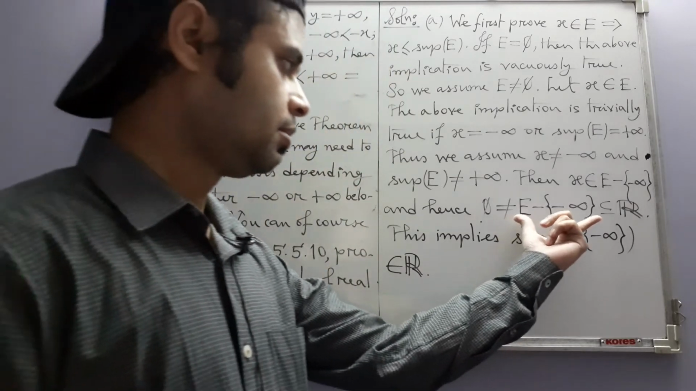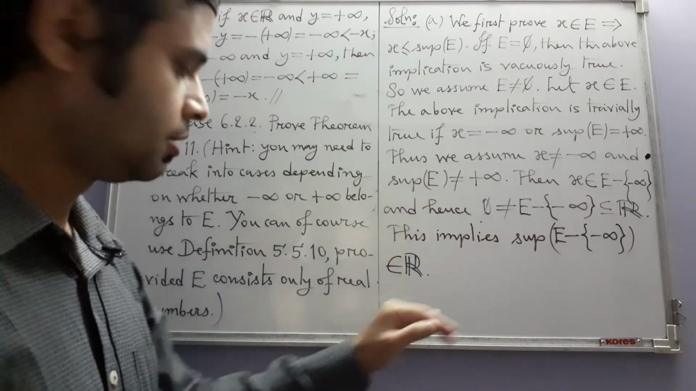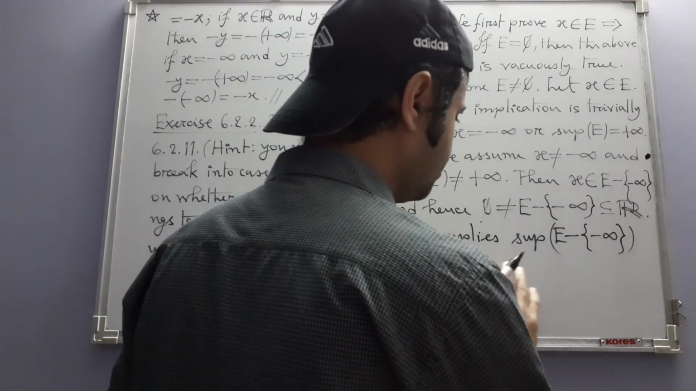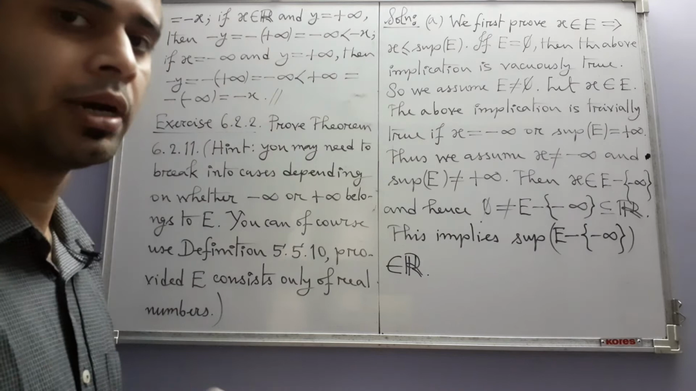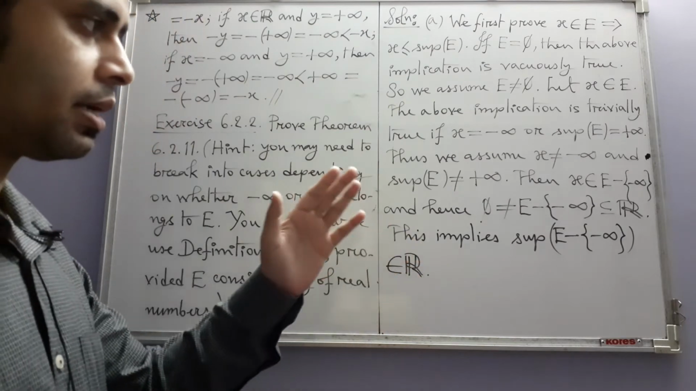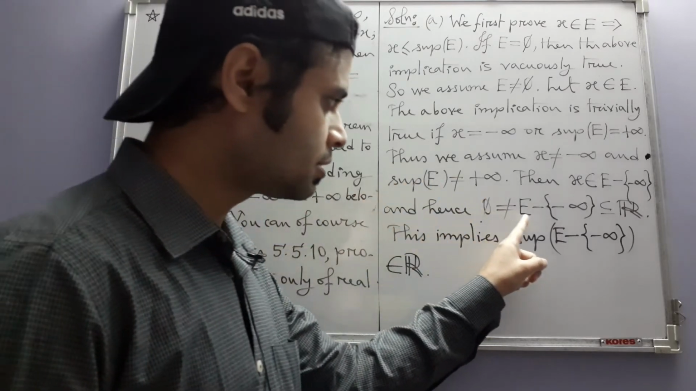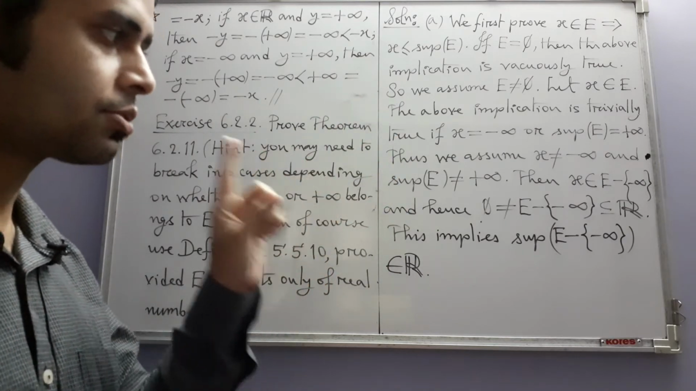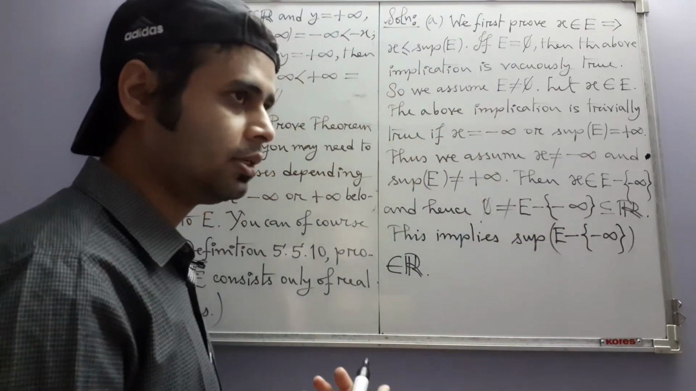Note that since this is a subset of R, the old definition of supremum applies to it, which is definition 5510. According to the old definition, because this set is non-empty, the supremum is not minus infinity. So the supremum is either a real number or plus infinity. If the supremum of this set is plus infinity, then since it's a subset of real numbers, it means one thing, that this set has no upper bound in R.